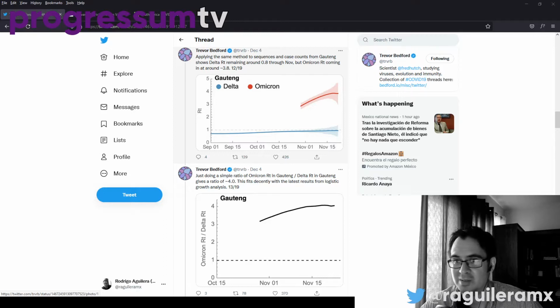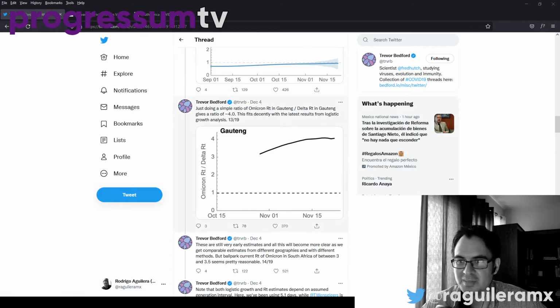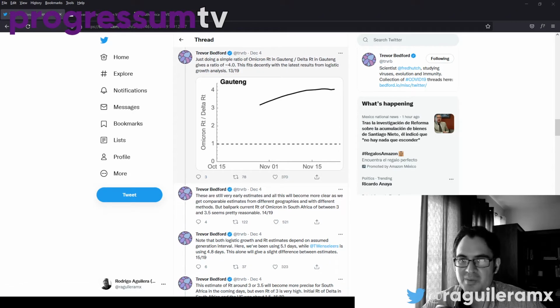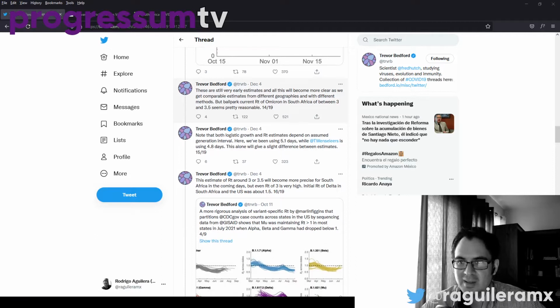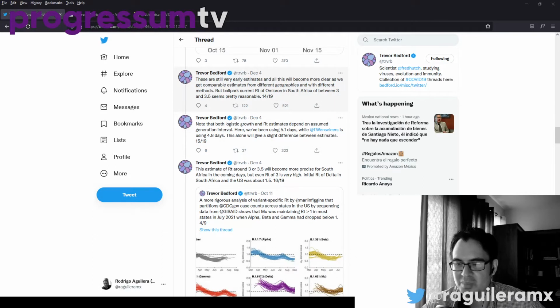Currently, the Delta RT is around 0.8. Omicron is around 3.8. So remember, this is at the same moment in time with people with the same average vaccination rates, same levels of previous immunity, and it's still 3.8 times on average more transmissible than Delta. So that is frightening. That is absolutely frightening. Another estimate is around 4, RT of 4. He basically gives the ballpark figure for RT of between 3 and 3.5.